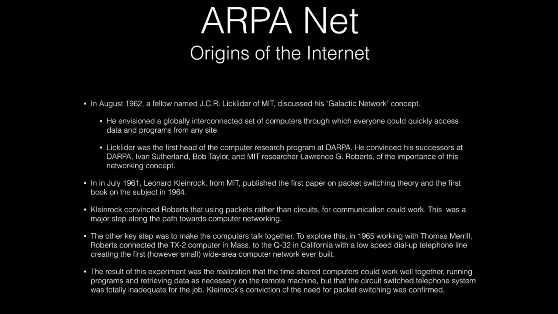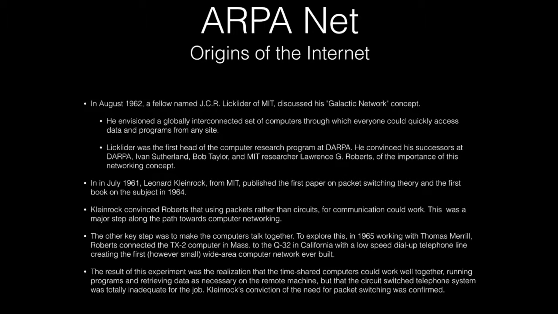1961, Leonard Kleinrock of MIT published the first paper on what was called packet switching theory. And he wrote the first book on this in 1964. Why is this important? The whole fundamental concept of how the internet operates is, in a sense, at the packet switching level. And we're not going to go too deep into this, but it was back in 1961 that these papers were written. The other key step that came along was making computers talk together.